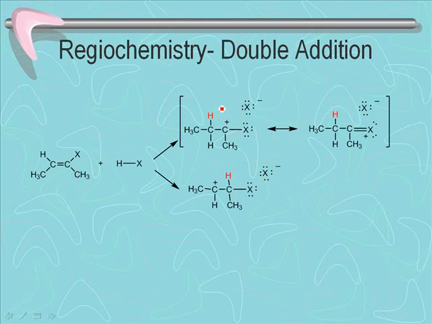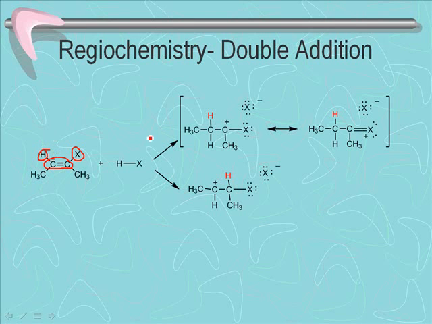Let's now look at why we see double addition to the carbon-carbon triple bond. So if we have already added one molecule of HX to our carbon-carbon triple bond, we will get a haloalkene, where the halogen is directly attached to what was once the carbon-carbon triple bond and is now a carbon-carbon double bond. Where the second HX adds depends upon how the hydrogen adds to the carbon-carbon double bond.